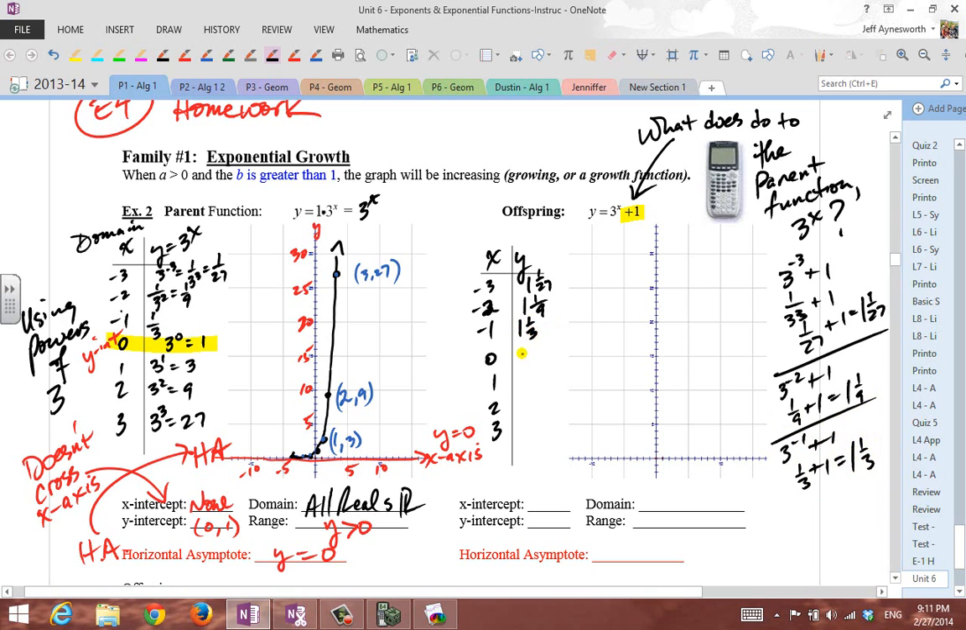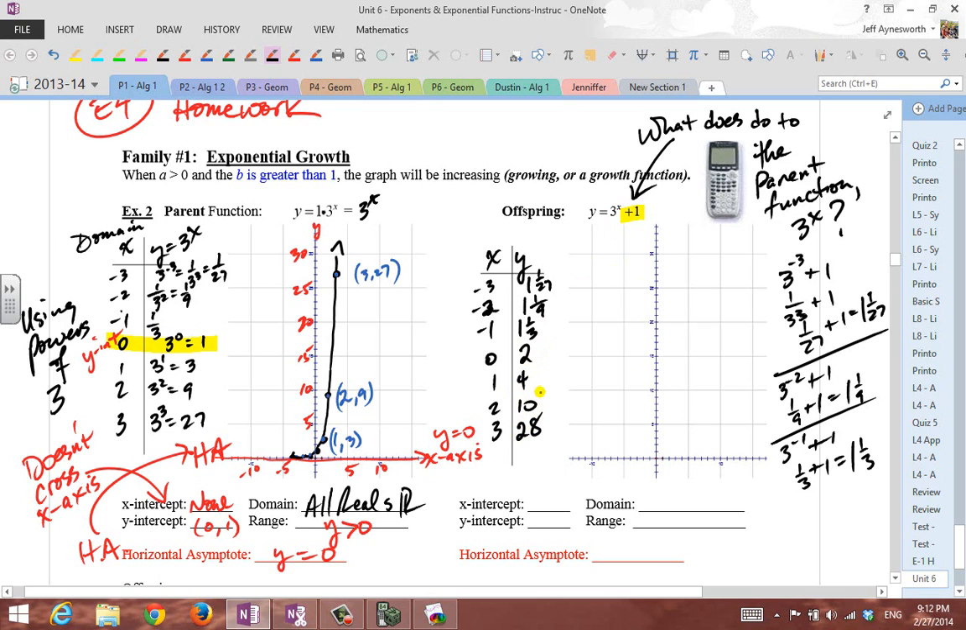So 1 1/3 here. 3 to the 0 power is 1 plus 1 is 2. Well, 3 to the first power is 3 plus 1 is 4. 3 squared is 9 plus 1 is 10. 3 cubed is 27 plus 1 is 28.